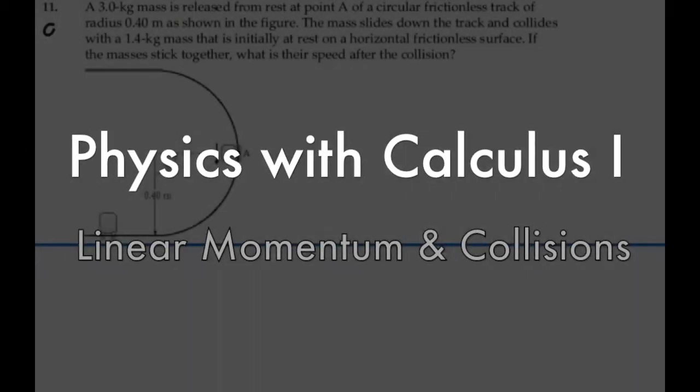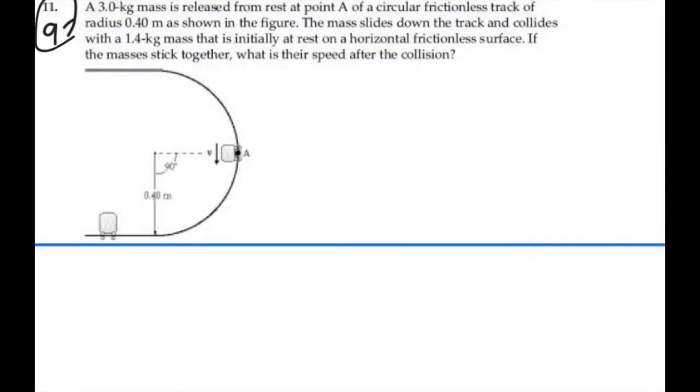Here's problem 9.11. A 3 kilogram mass is released from rest at point A of a circular frictionless track of radius 0.4 meters, as shown in the figure. The mass slides down the track and collides with a 1.4 kilogram mass that is initially at rest on a horizontal frictionless surface. If the masses stick together, what is their speed after the collision?